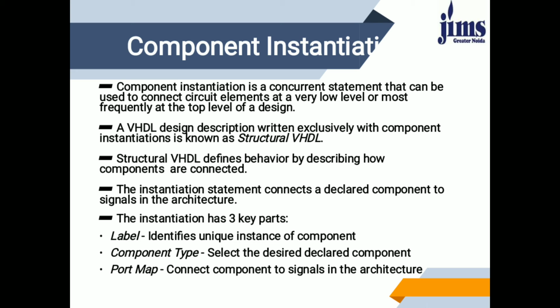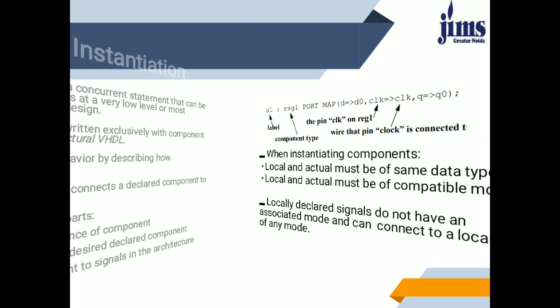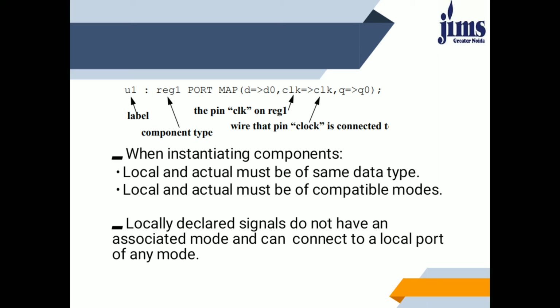And what about port mapping? Port mapping is the way to connect components to signals in the architecture. So this way we can define the component instantiation. See, U1 is the label, REG1 (register 1) is the component type, meaning we are using the register. Then we will port map. How will we port map? We will connect D to D0, clock to clock, then Q with Q0.